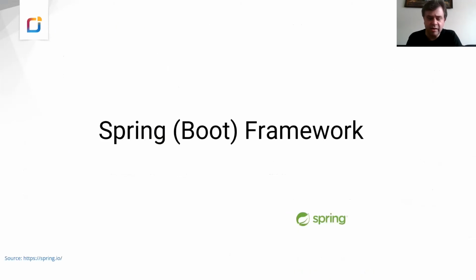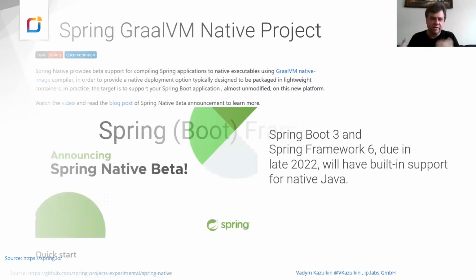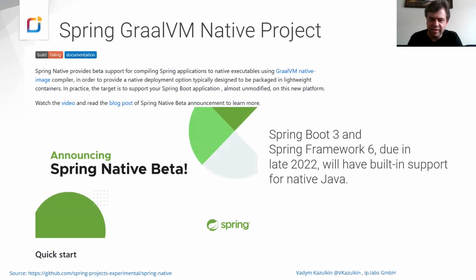So the last one is the Spring Boot framework or Spring applications, and of course they started with all that stuff with reflection and so on, and of course they would like to embrace the community, and they started this GraalVM native project, but it should be released this fall, then for Spring Boot 3 and Spring Framework 6.